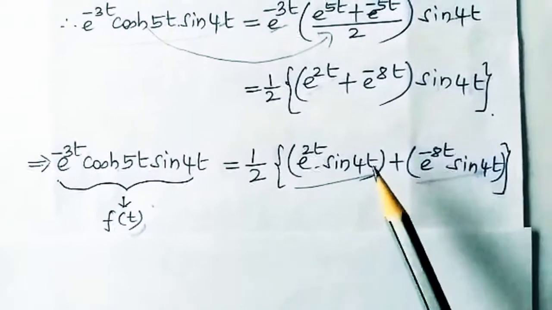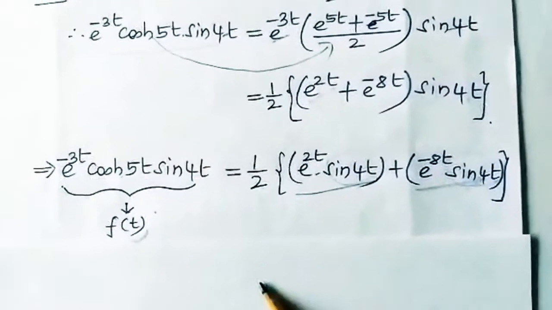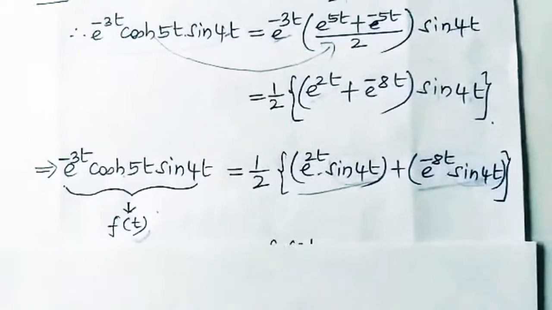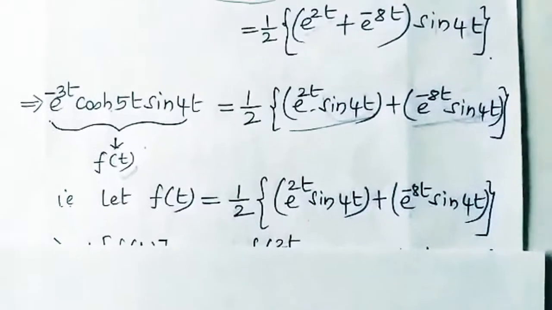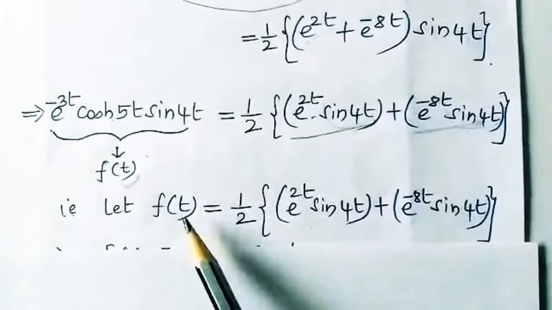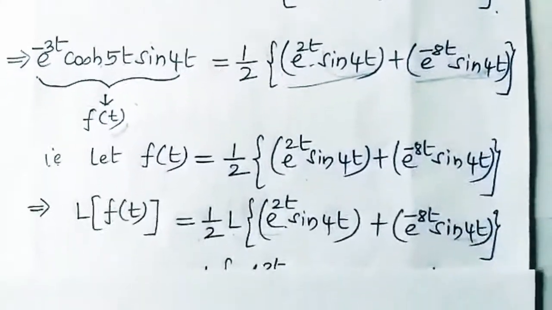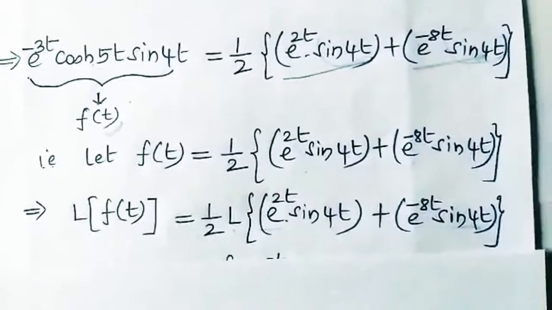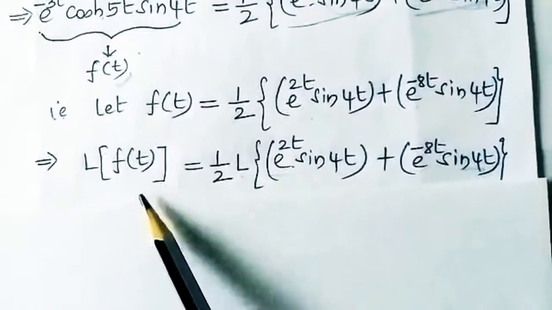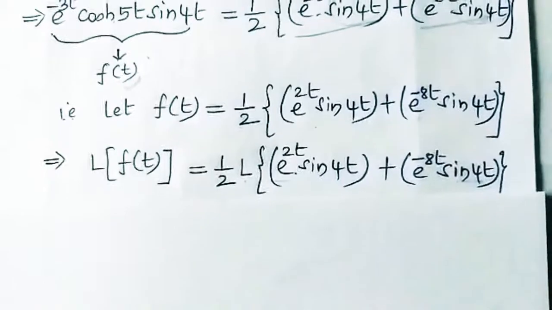And initially I told you that we will first focus on f of t, find the Laplace transform, and then change s accordingly as s minus a or s plus a. So let us talk about them in this particular way. This is just the same step, f of t equals 1 by 2, the same thing I have once again written. Now let us introduce the Laplace transform on both sides. Laplace of f of t is 1 by 2 L of the first function plus the second function.